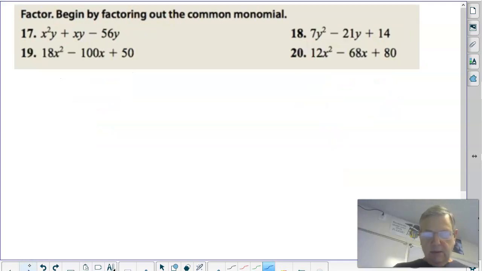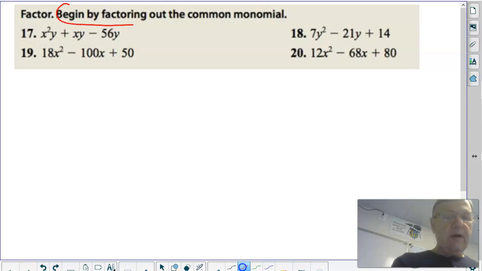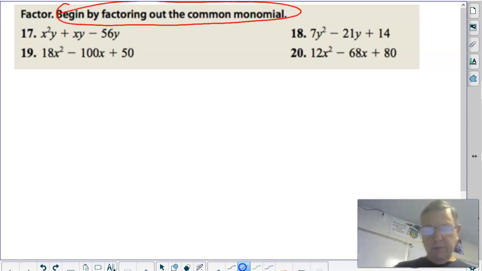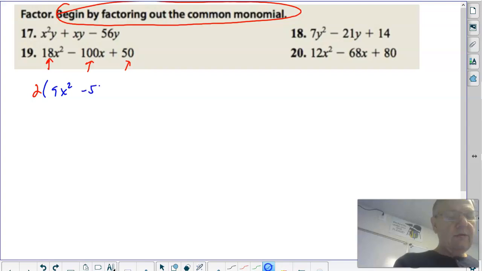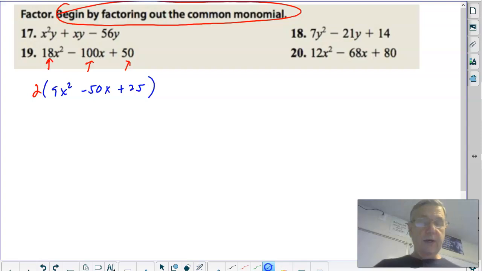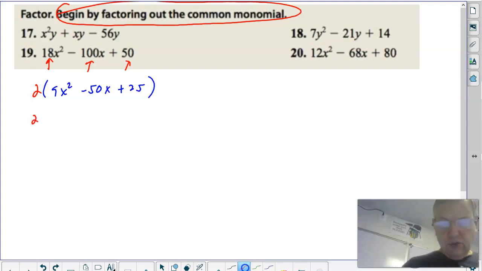All right, 18. Again, begin by factoring out the common monomial. So what's common here? Oh boy, 4, right? No, that only has a 2. I can only get a 2 out. All right, so 2 leaves me 9x squared minus 50x plus 25. All right, that was it. Only got a 2 out. All right, don't forget to keep your 2 rolling.